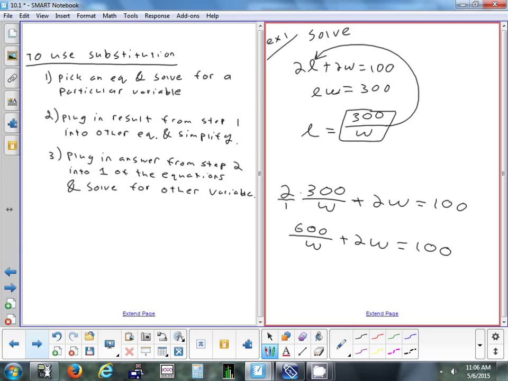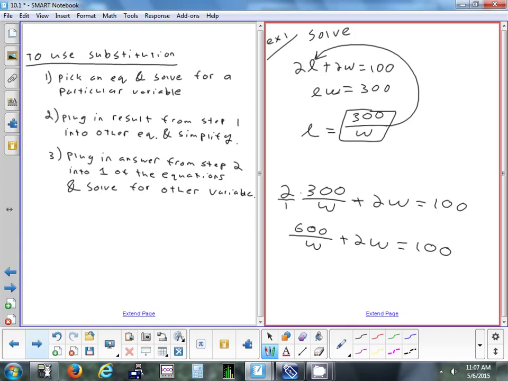What's my next step? What do we do next there? Darren? Multiply by W. Yeah, multiply what by W? Each side. Yeah, multiply each side by W.